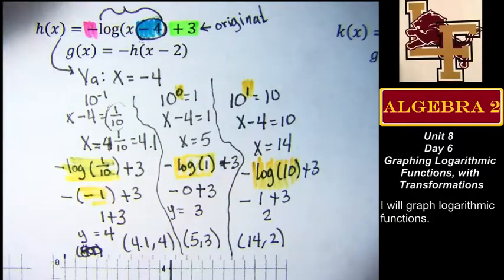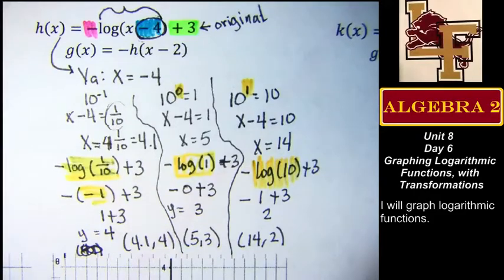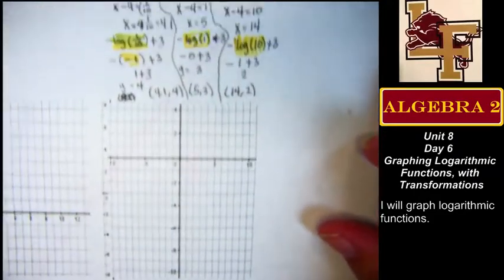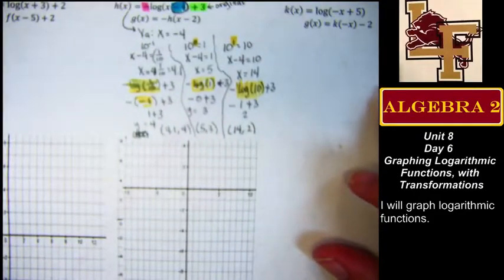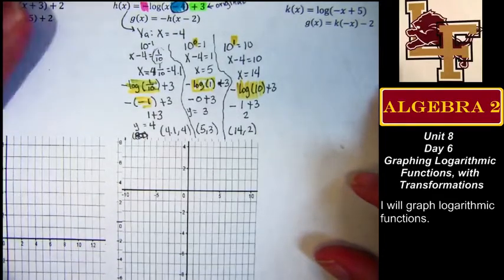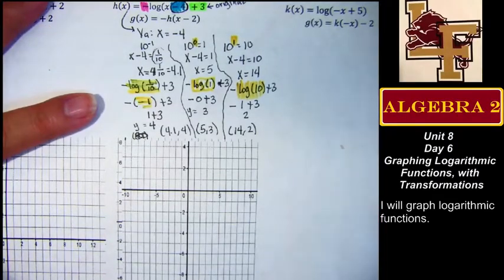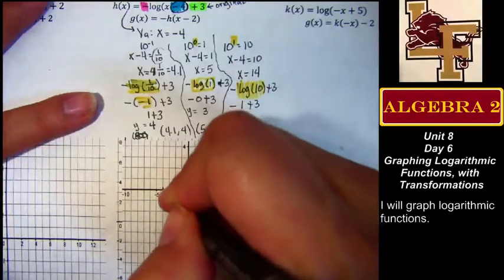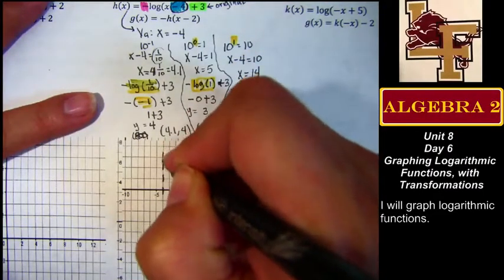All right, I have my vertical asymptote. I have my 3 points. I can now come down to my little bit of graph paper that I've provided for you on your notes, and I can start to graph this thing. I need to graph the vertical asymptote first, which was at negative 4. Here's negative 4.